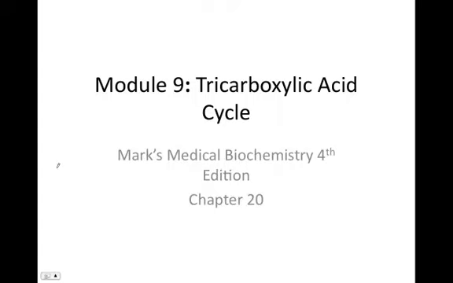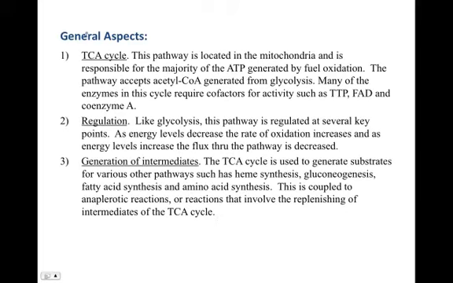Module 9, the TCA cycle. Chapter 20 in your book is consistent with this online module. So the TCA cycle is located in the mitochondria and is responsible for the majority of the ATP generated by fuel oxidation. It accepts acetyl-CoA generated from glycolysis that we've already seen, as well as acetyl-CoA generated from a multitude of pathways. There are several cofactors required for the TCA cycle to turn.